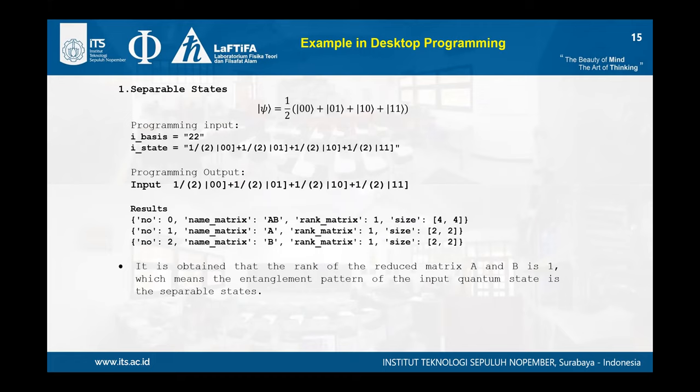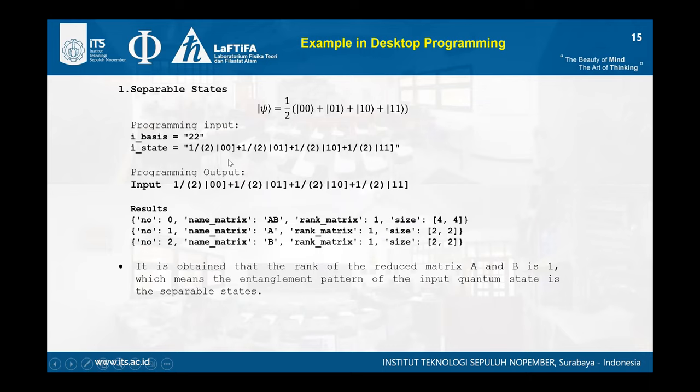But we get a beneficial result. We just input, to construct this two-qubit, we have to input 2 and 2 as a basis. It means there are 2 qubits. The 2 here means the degree of freedom, so 0 and 1. There are 2 particles, so this is 2 qubits. And we fill in the states like this one, 1 half. This may be version one.